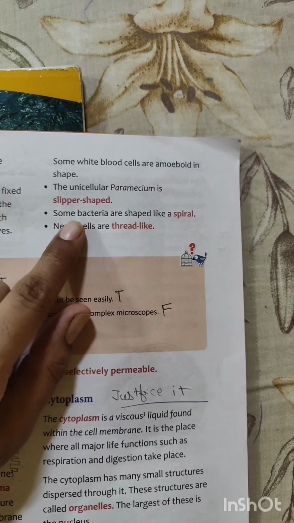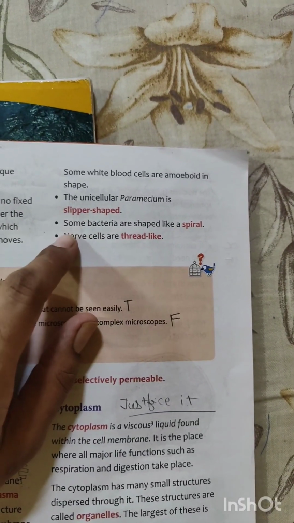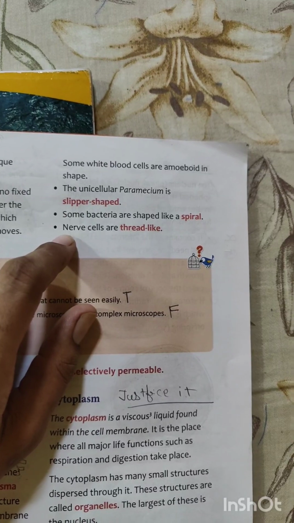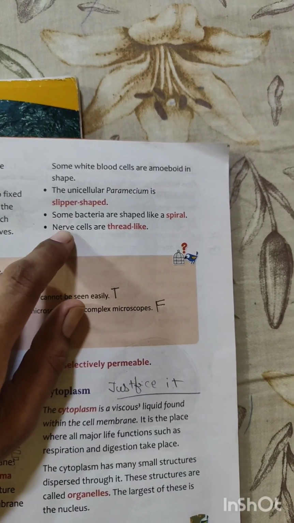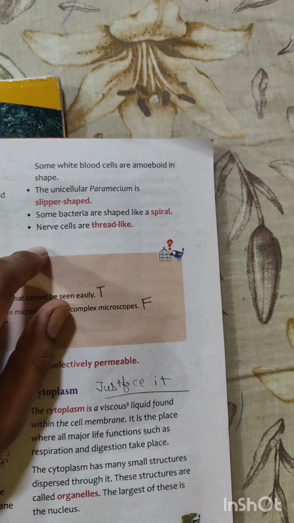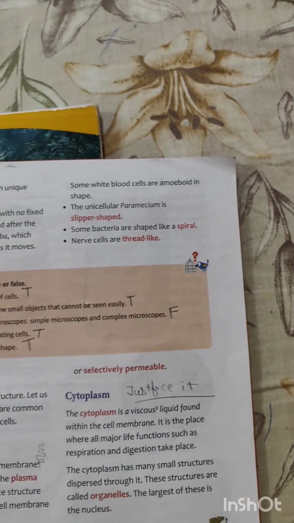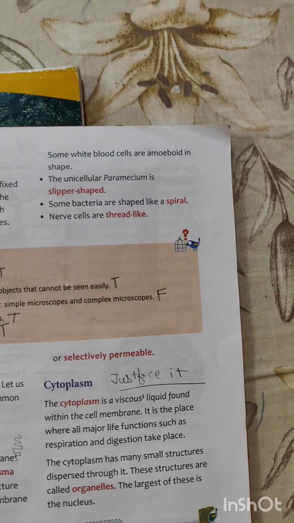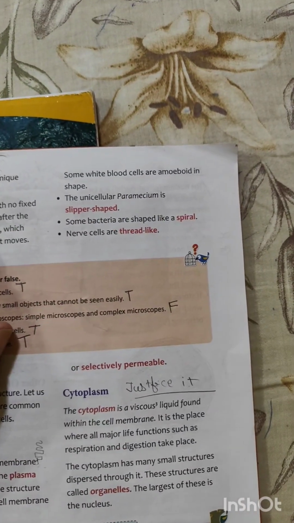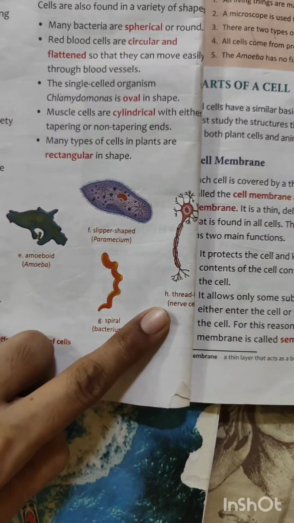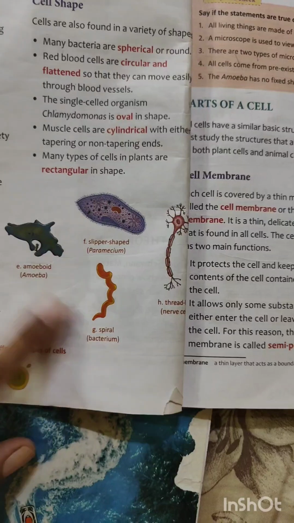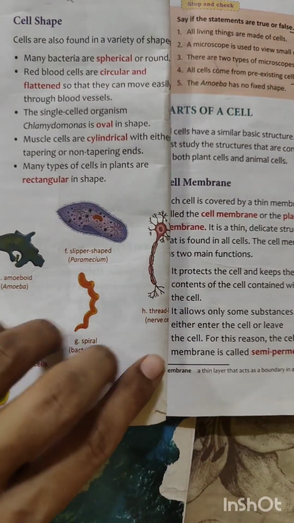Some white blood cells are amoeboid in shape. The unicellular paramecium is slipper shaped. Some bacteria are shaped like a spiral and nerve cells are thread like. So white blood cells are usually in amoeboid shape. Paramecium is slipper shaped, which is given here. Nerve cell is thread like and bacteria are spherical and spirals.